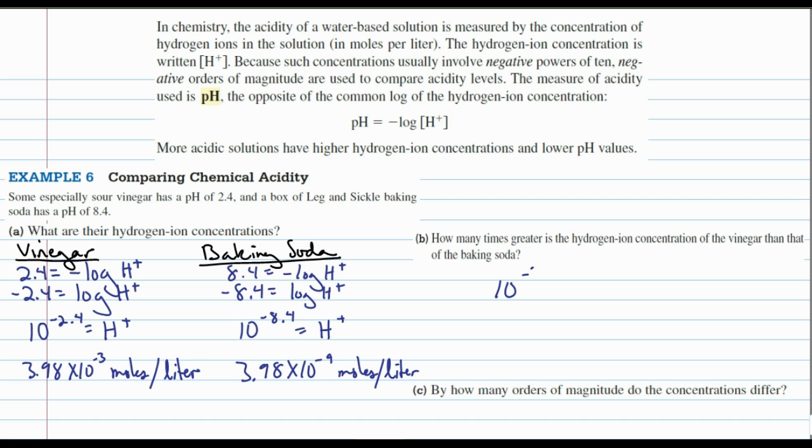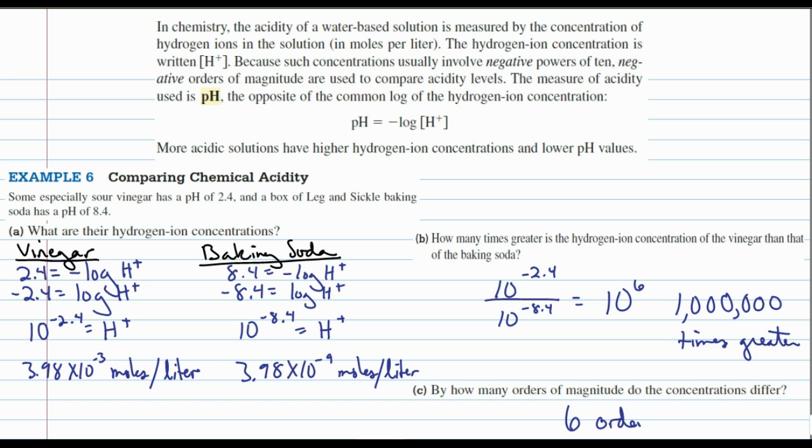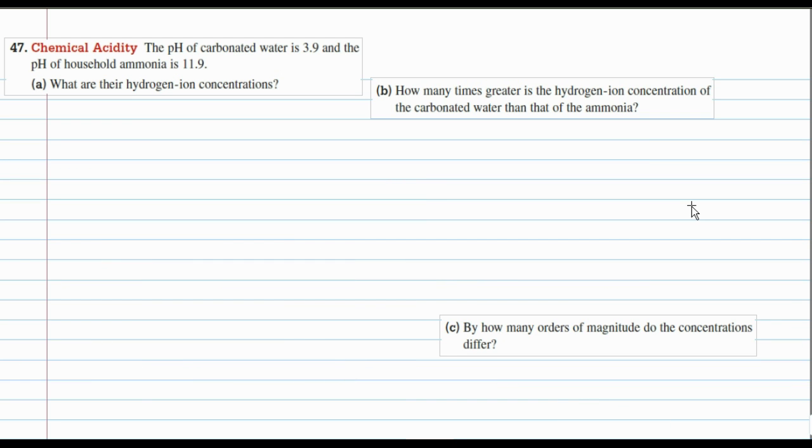So 10 to the negative 2.4 over 10 to the negative 8.4. That is 10 to the negative 2.4 minus negative 8.4, which is 10 to the 6th. So you're talking about a million times greater. So C, by how many orders of magnitude do the concentrations differ? So what power of 10? 6 orders of magnitude.